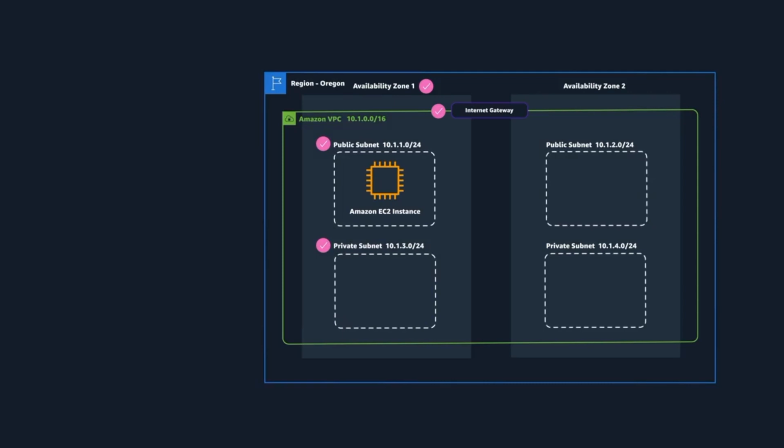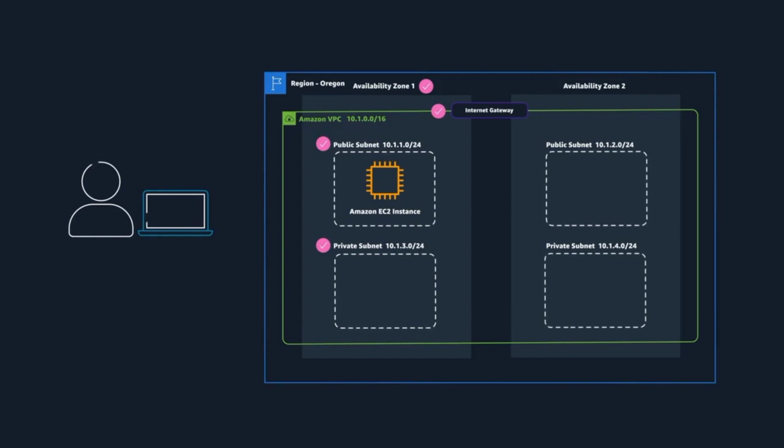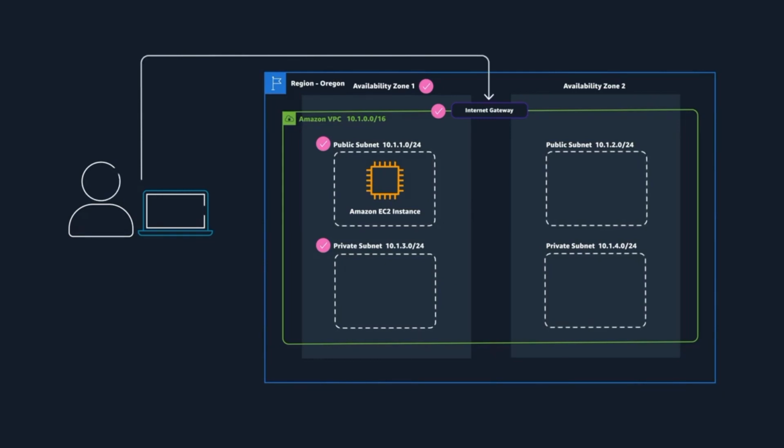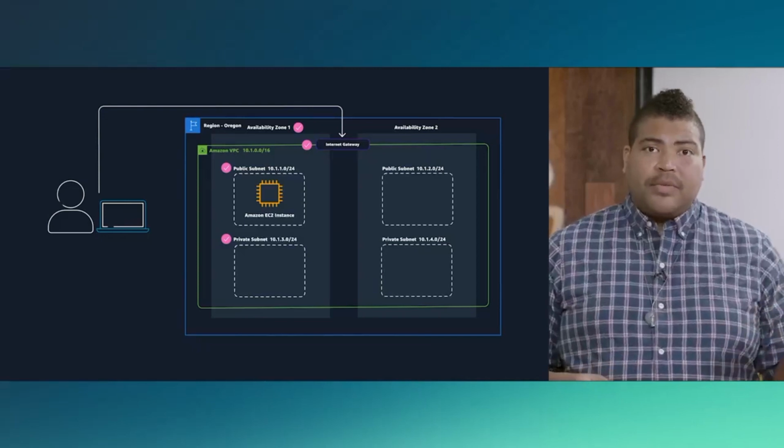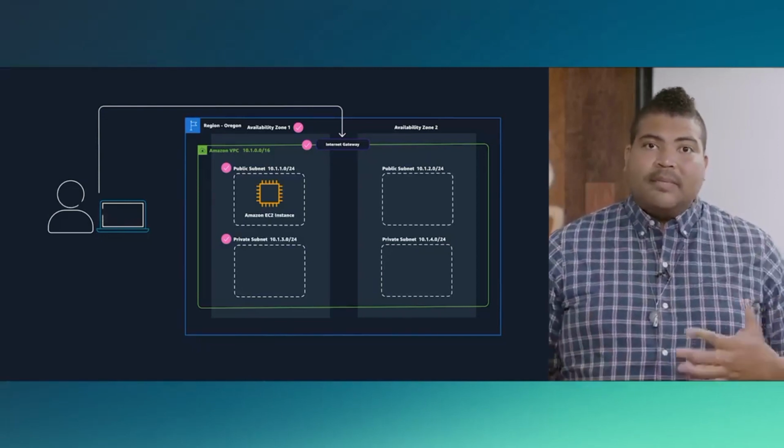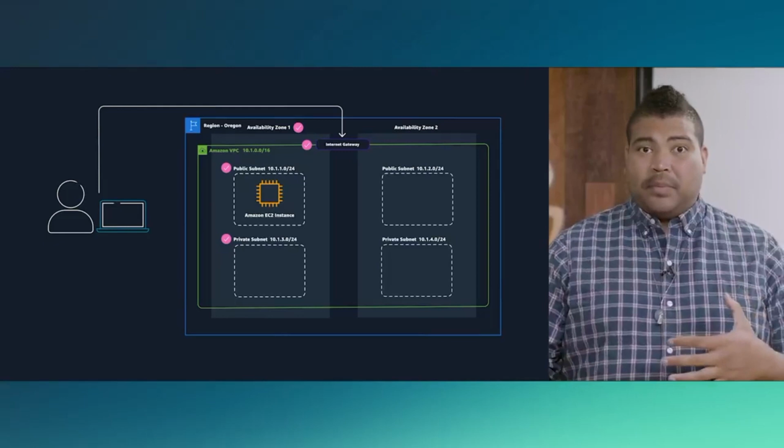But we're missing one large component here. Say we have a user and that user wants to access our employee directory. Eventually, that internet traffic would flow through the internet gateway, but then where would it go? Just because the traffic entered through the door of the VPC, it doesn't mean it ever made it to the right room.